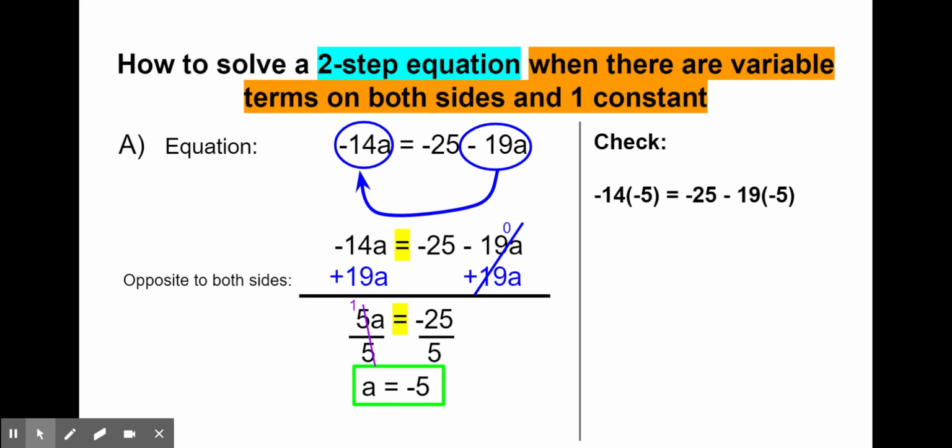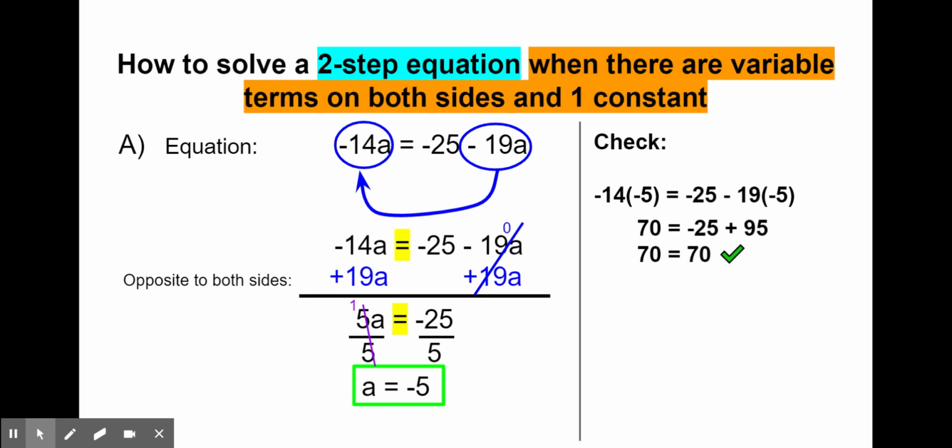For my check, all I'm doing is plugging in my negative 5 into both spots where I had a on the left and the right side. I do my negative 14 times negative 5, and that's going to give me 70. I also do my negative 19 times negative 5, and I get 95. And this adds up to be 70 equal to 70, and my check works, so my answer, a equals negative 5, is correct.